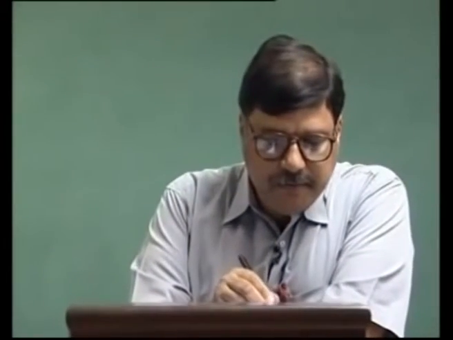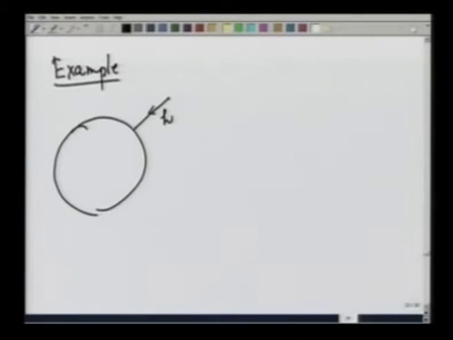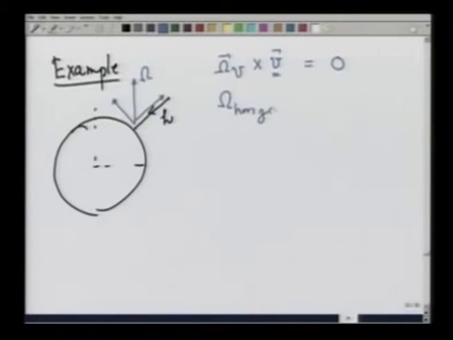As the final example of the effect of Coriolis force, let us take a particle which is dropped from a height h and see how it deflects. In this case, omega has two components, one the vertical component, one component going towards the north, and you will see that omega vertical cross v, because the particle is dropping straight down, is 0. So the deflection would come because of the omega horizontal. Let me call this omega horizontal; omega horizontal cross v is not 0.